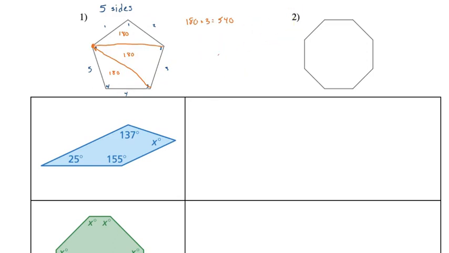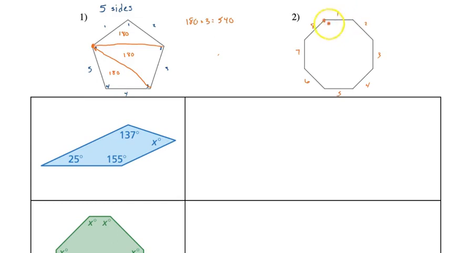Now we're going to try the same thing over here on number 2. So number 2, we look here. I wonder how many sides and angles we have. We have 1, 2, 3, 4, 5, 6, 7, 8. 8 sides. So we have an octagon. Well, I'm going to go ahead and turn this into triangles. And it doesn't matter where I start. I'm just going to start here.